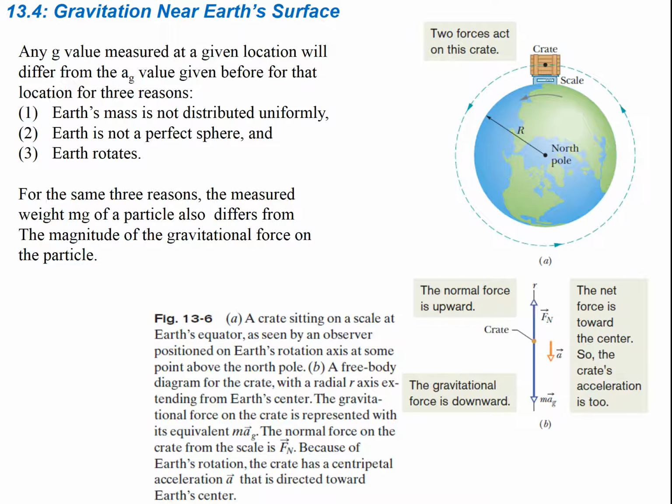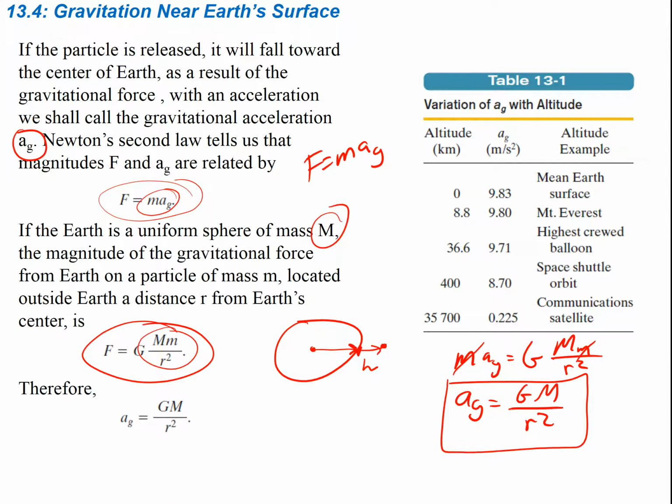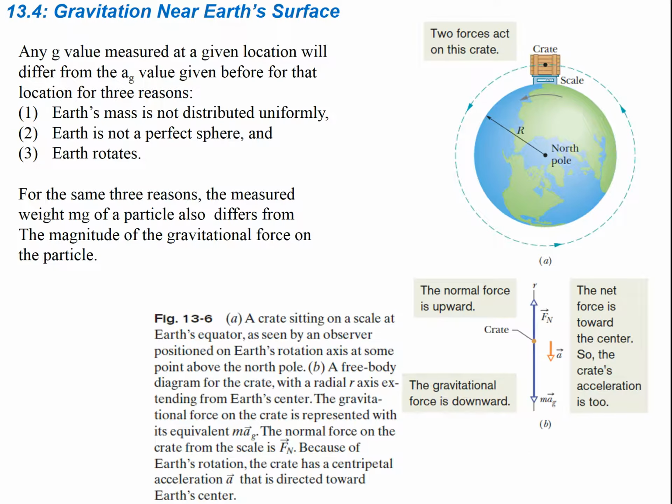Now, any g value measured at a given location will differ from this acceleration due to gravity value for that location for a few reasons. We're not including some ideas in this. This is just if we had the mass of the Earth. However, the Earth's mass is not distributed uniformly. There's going to be a lot more mass near the center of the Earth and a lot less mass as you get further away. So it doesn't really work that we can make this assumption.